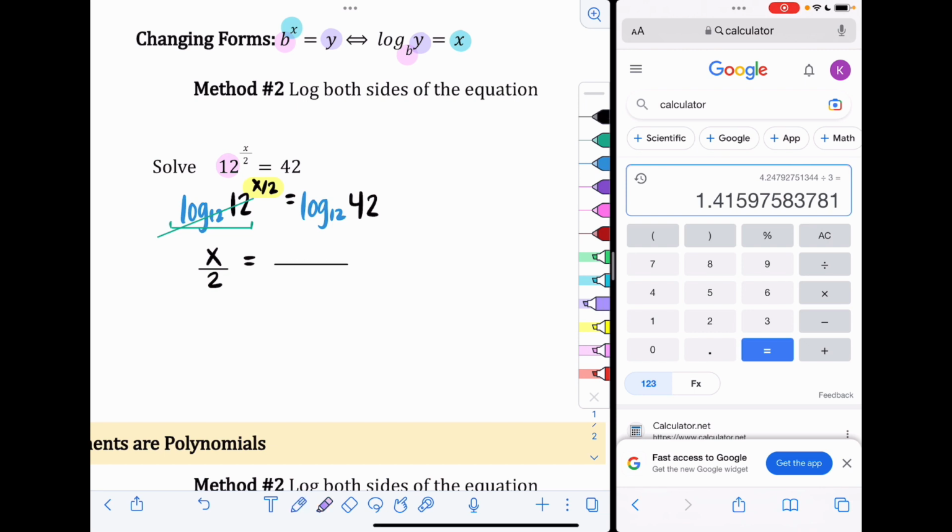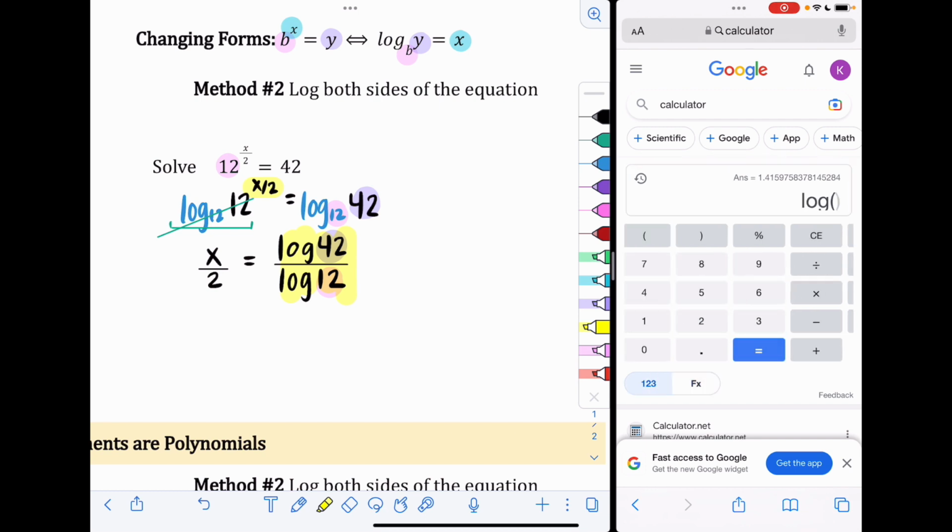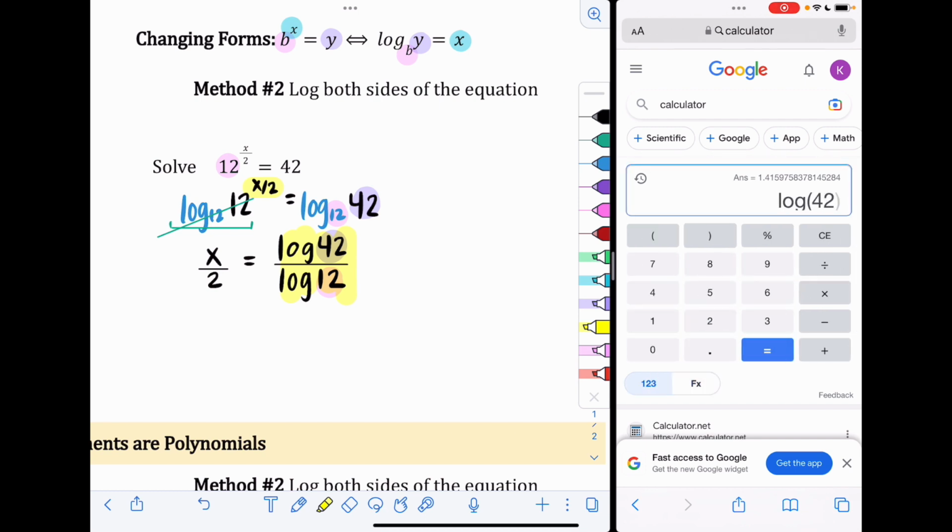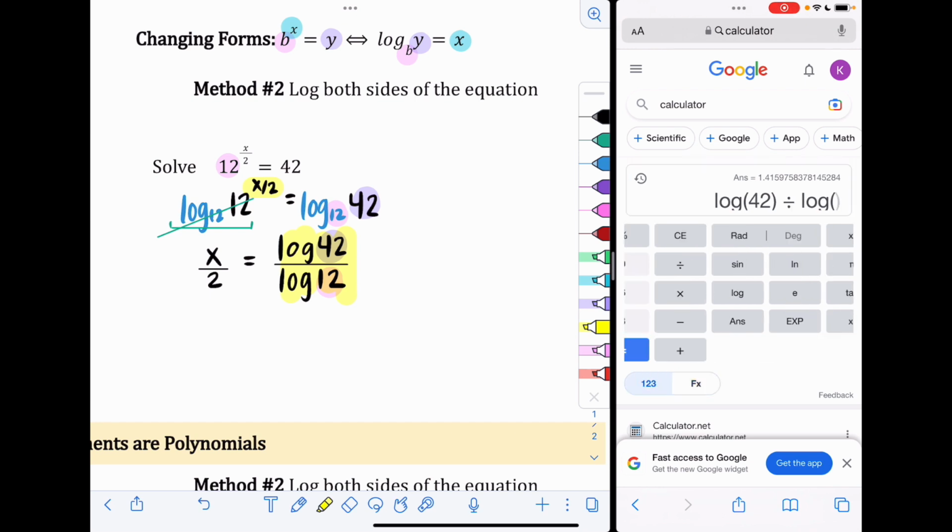So what I'm taking the log of goes in the numerator, the original base goes in the denominator, and you can use common log or natural log again. It doesn't really matter, it'll end up getting the same answer at the end. So log of 42 over log of 12. And then I can go ahead and put this in the calculator as is. So we'll do log of 42, and then don't forget to close the parentheses if you're going to do it all in one step, and then divided by log of 12.